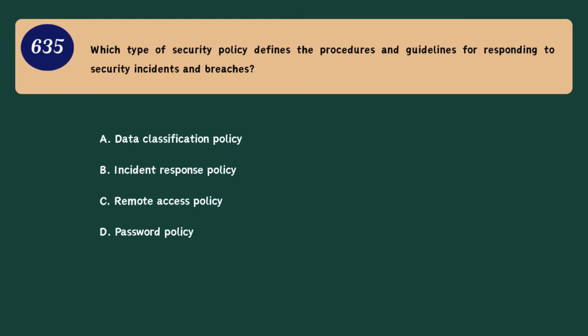Question 635. Which type of security policy defines the procedures and guidelines for responding to security incidents and breaches? A. Data classification policy. B. Incident response policy. C. Remote access policy. D. Password policy.